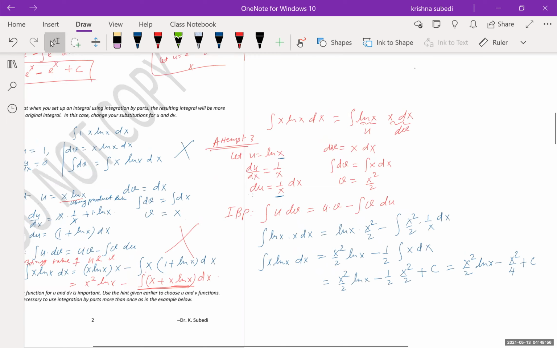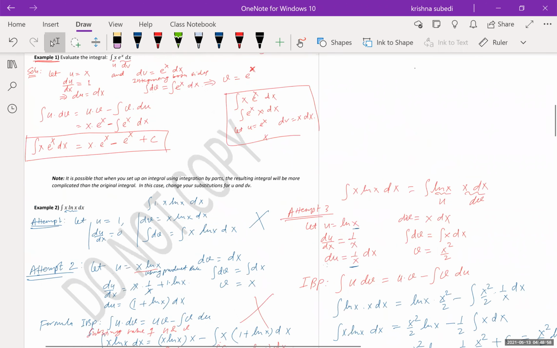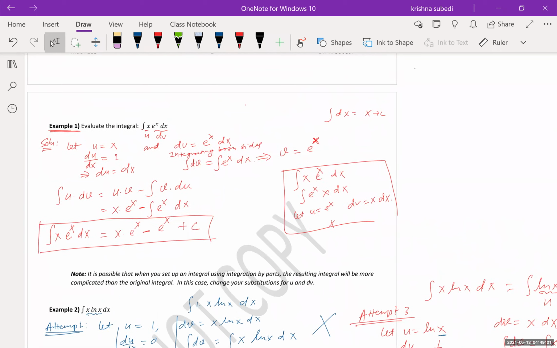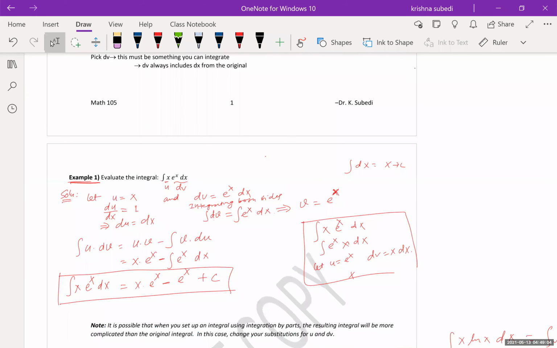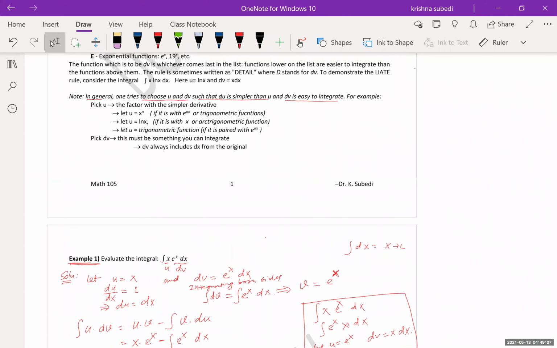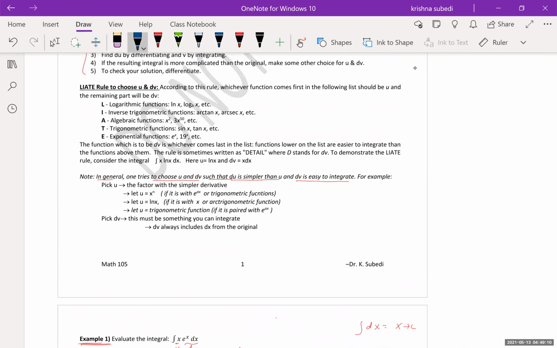Okay, for example, by the way, this technique is not given in our textbook, the textbook that we have used, but I find this really helpful. Okay, the rule that I call is LIATE. What does that mean? L represents the logarithmic function. I represents the inverse trigonometric functions. For example, tan inverse x, sine inverse x, cos inverse x, those kind of functions.